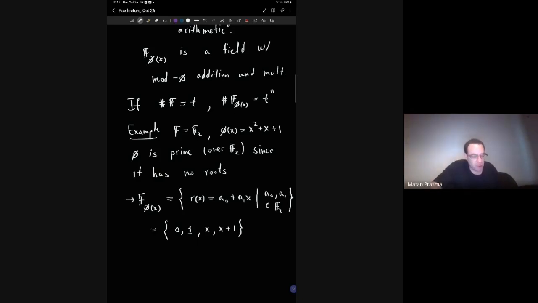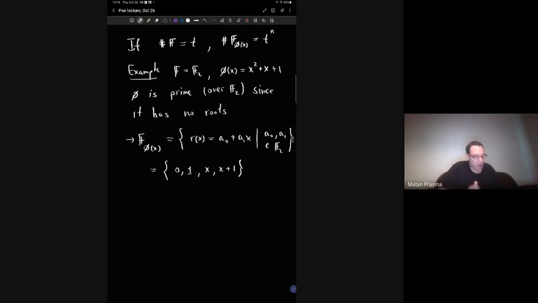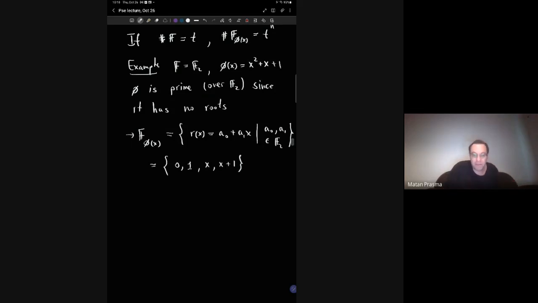But of course, if you choose a different polynomial phi, then the arithmetic on F[x] mod phi would be different, because the arithmetic is doing long division by phi. Okay, so let's construct the multiplication and addition table.